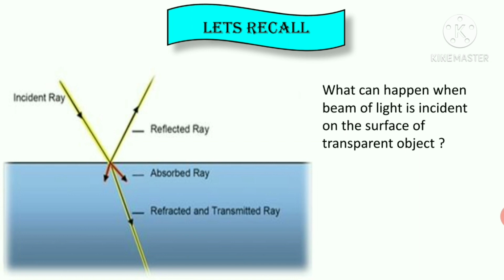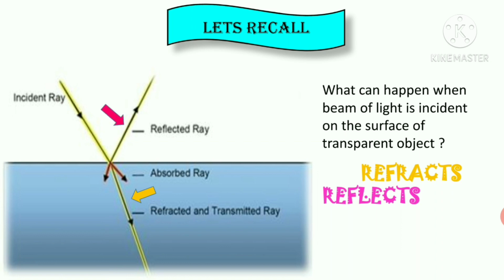Let's recall. What can happen when a beam of light is incident on the surface of a transparent object? Consider a glass slab and suppose a narrow beam of light is incident on one side. The beam of light partially refracts, it reflects, and it is even partially absorbed by this object.